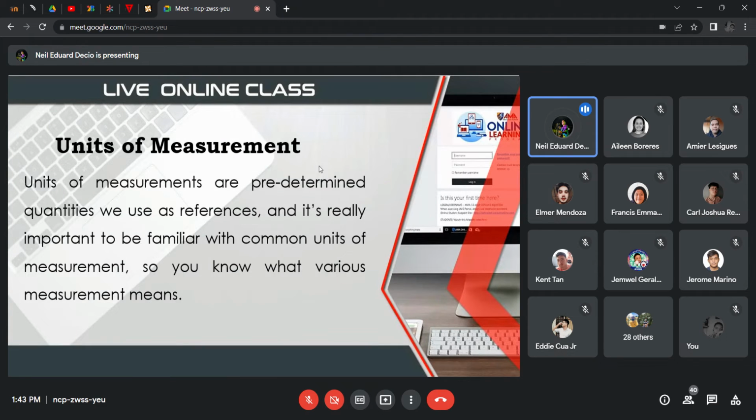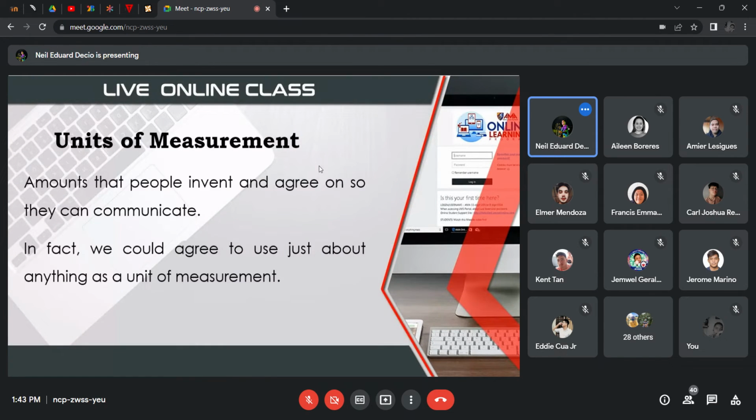So a unit of measurement is an amount that people invent and agree on so they can communicate. Kaya we could just agree to use just about anything, just like what I've said earlier, that for instance, I am 13 hot dogs tall, and I weigh as many as 3,200 something donuts.